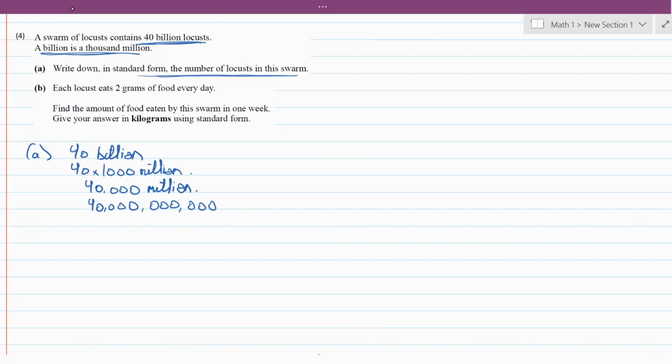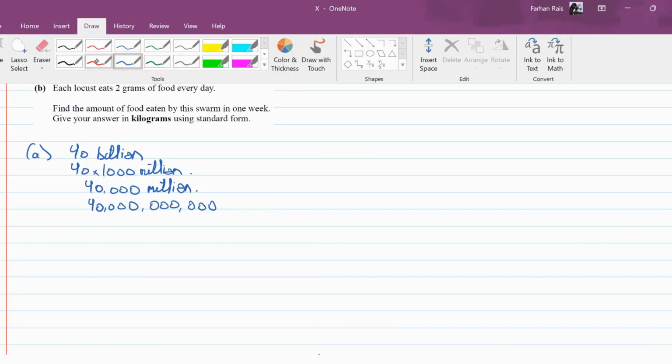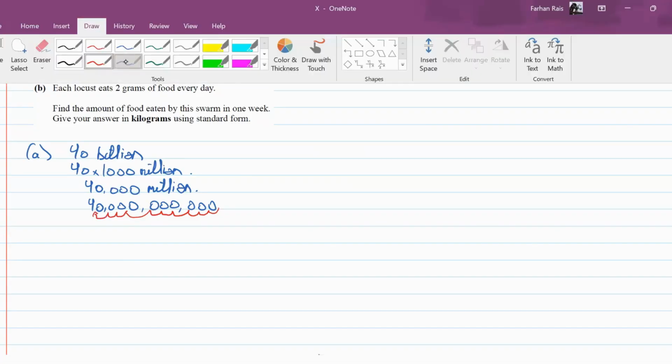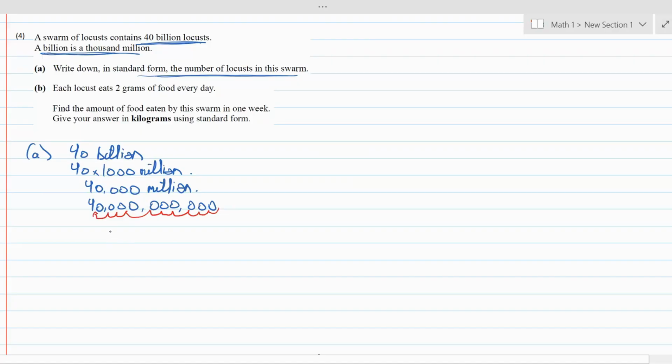So to write it in the standard form, we have to move the decimal towards the left. So it would be 1, 2, 3, 4, 5, 6, 7, 8, 9, 10. 10 movements towards the left would give the number as 4 multiplied by 10 raised to the power 10. So altogether we have 4 multiplied by 10 raised to the power 10 locusts in the swarm.